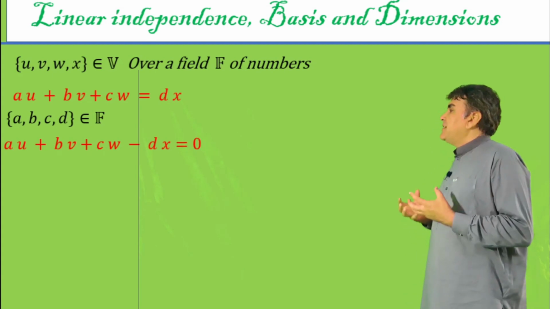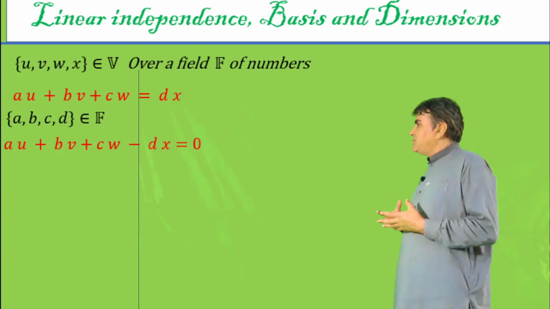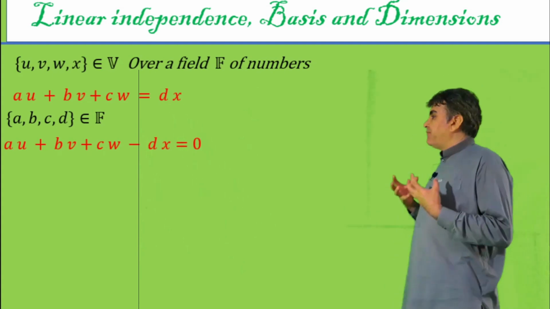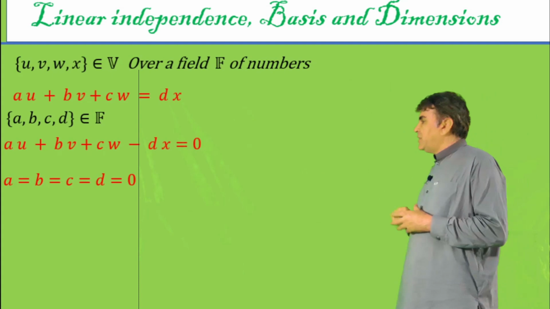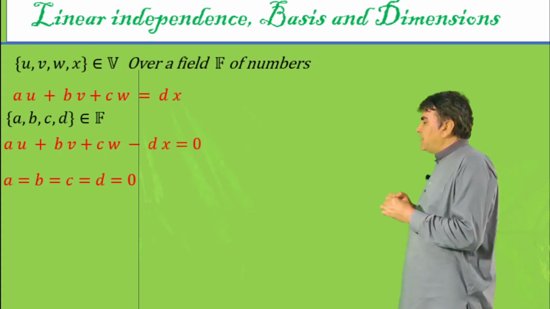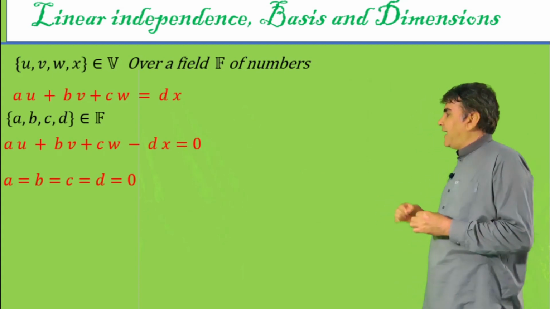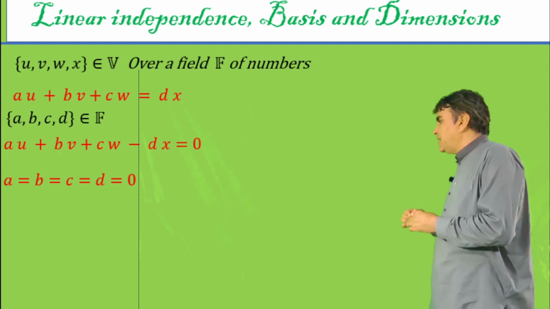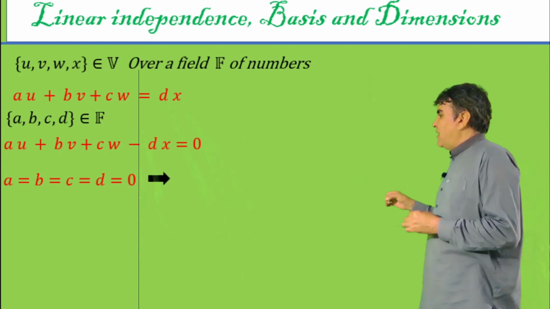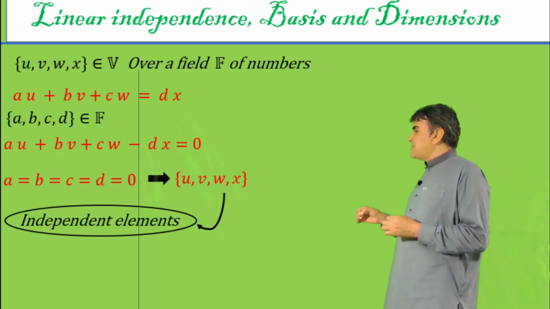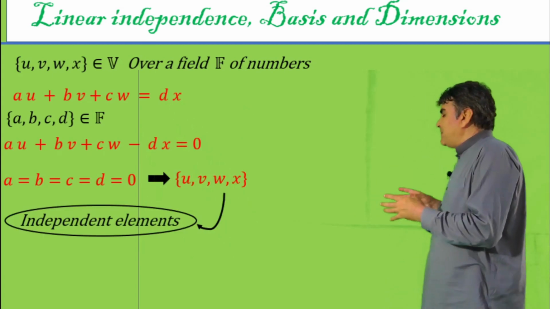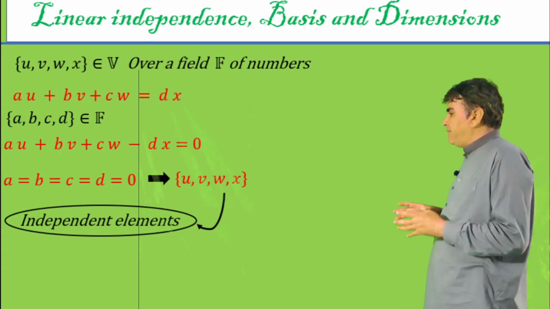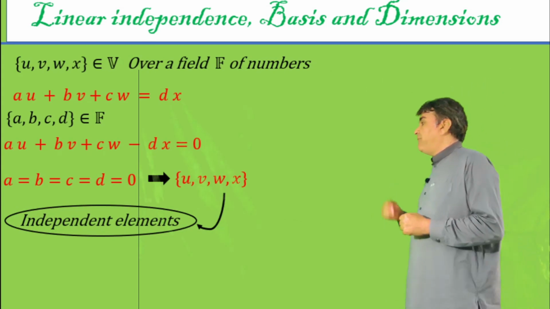If this equation is valid only under the special condition that all of the numbers of the field F are equal to 0, then that means none of the four vectors can be expressed as a linear combination of the rest of the three. Therefore we say that this set of elements are quite independent of each other and belong to the set of first kind.